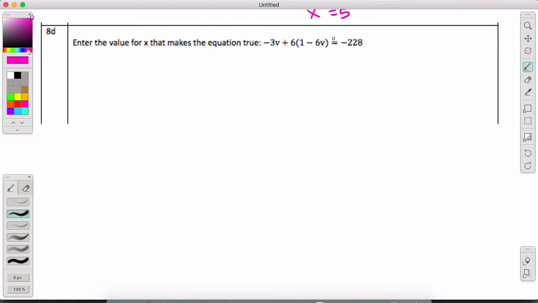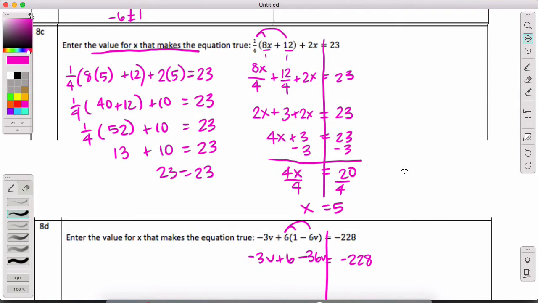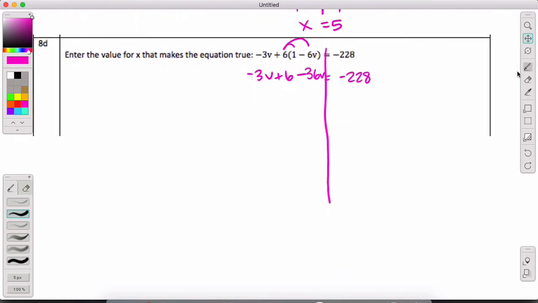Same question. Well, same type of question. Negative 3v plus 6 times 1 is 6. Positive 6 times negative 6 is negative 36v, and we have negative 228. The difference between these two questions, if we take a look, is that this one had no negatives, but it did have fractions. This one has no fractions, but it does have negatives. So that's why there's two questions that are so similar. They're wanting you to really think about both of those skills.